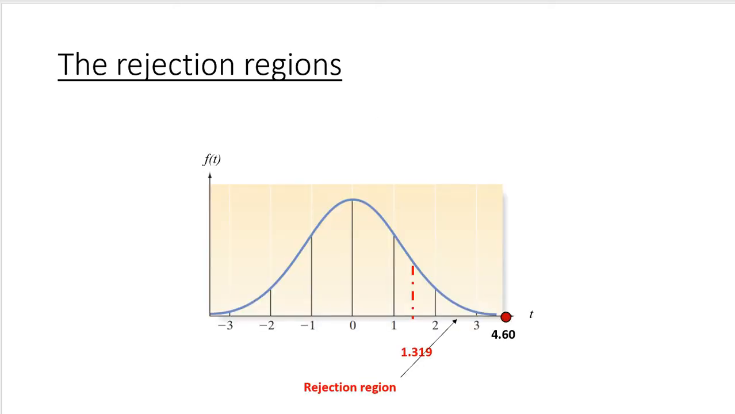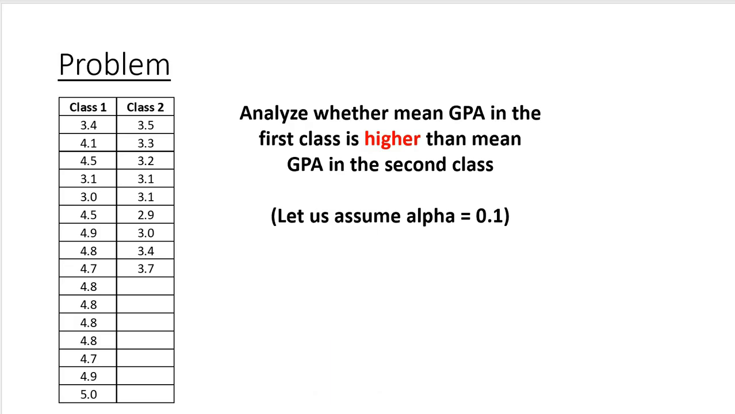And yes, it definitely goes within the rejection region, which means that we have to reject the null hypothesis in favor of the alternative hypothesis, which states that mean GPA in the first class is indeed higher than mean GPA in the second class.